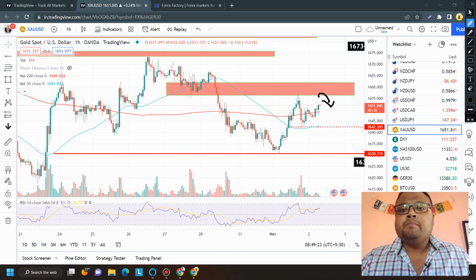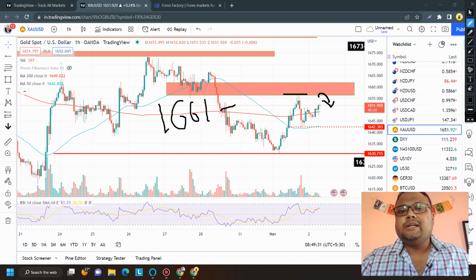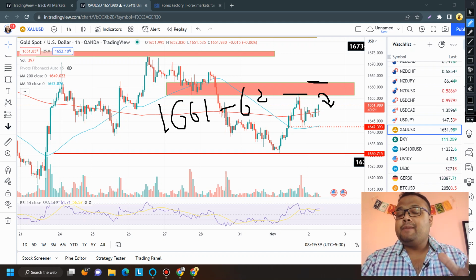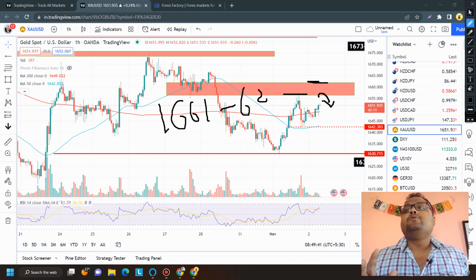Today, before FOMC, if 1656 fails, then 1661 to 1662 should work. In case the market goes up, I think that today we will see the market reversing from this level. But keep in mind, this is before the news only.